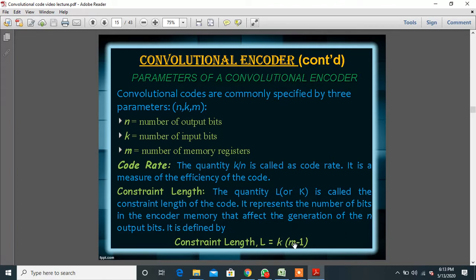Number of memory registers: k is 4, m is 3. It will be 3 minus 1, which is 2, and 4 into 2 is 8. So the constraint length of my convolution encoder will be 8. This is a simple example.